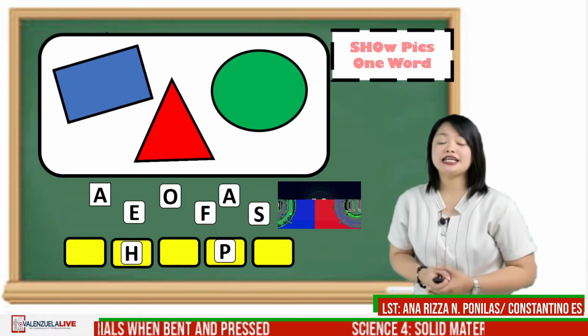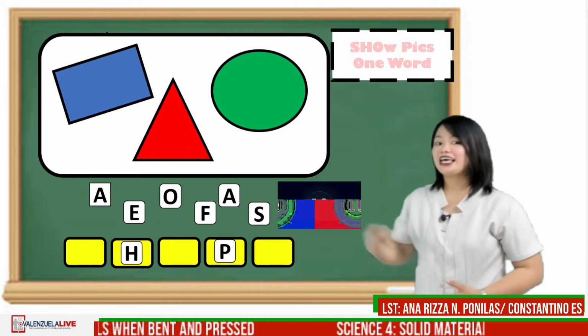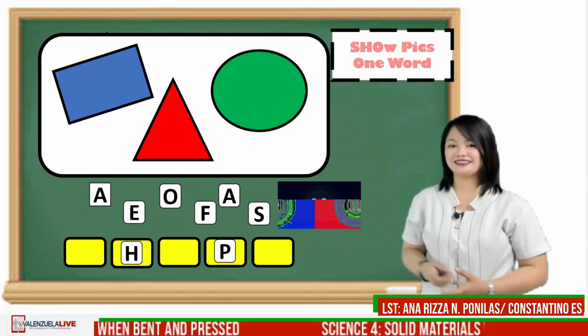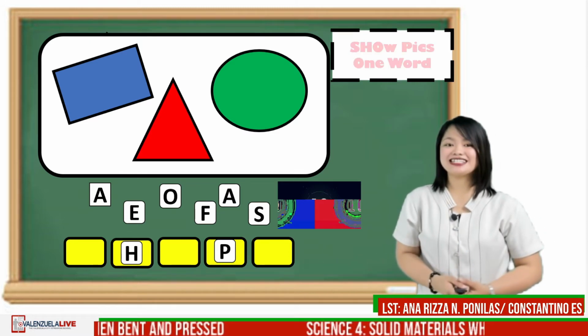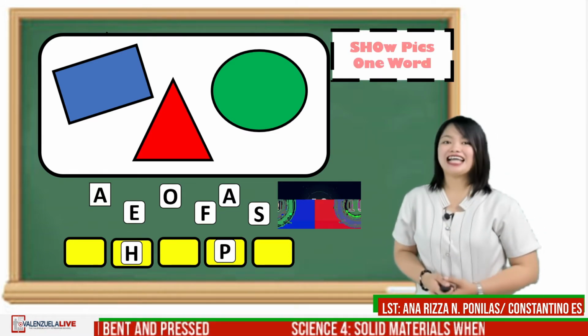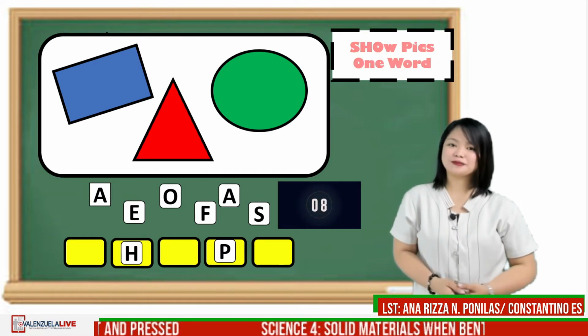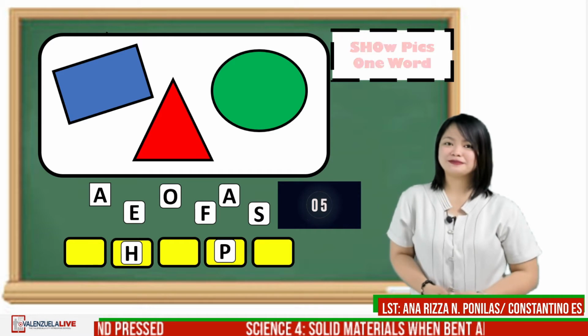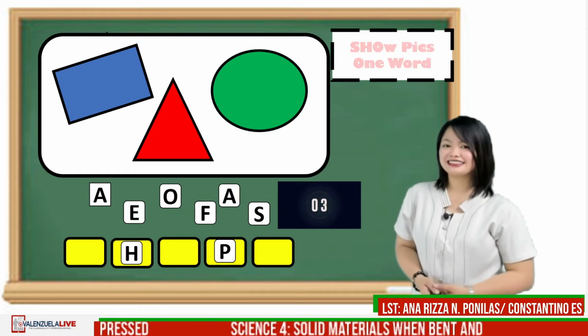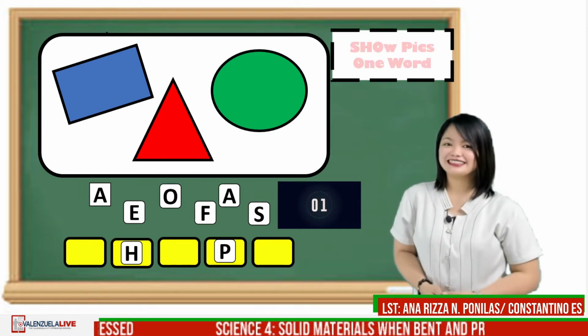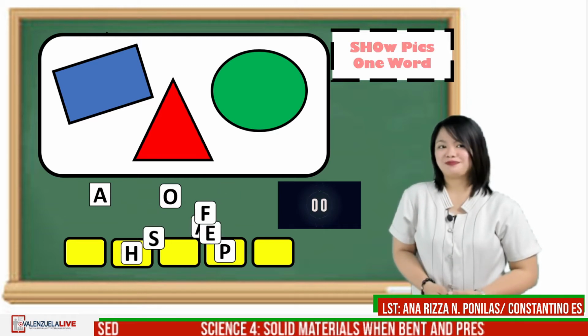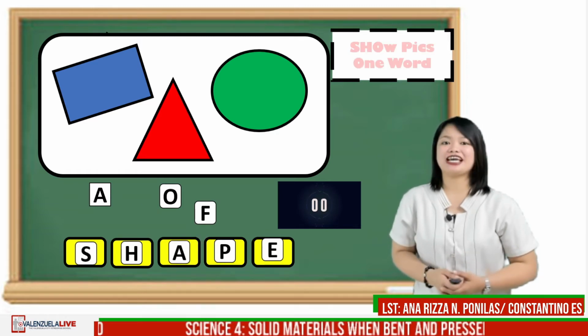The second word is also 5 letters. Can you guess what that word is? You have 10 seconds to think what it is. Timer starts now. Awesome! The answer is shape.